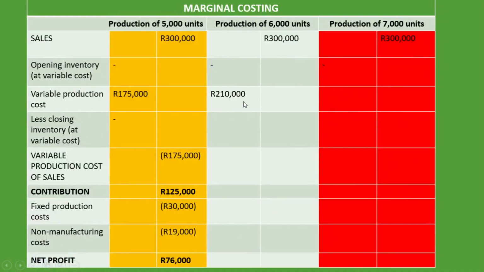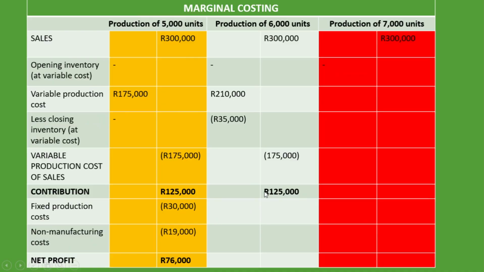And what is our closing inventory? Remember, we produced 6,000 units and we sold 5,000 units, so the remaining inventory in stock, the closing inventory, is 1,000 units. So we take 1,000 units times 35 rand per unit, which is the variable production cost per unit, and we get 35,000 rand. So we deduct the closing inventory of 35,000 rand from the variable production cost of 210,000 rand, which gives us a total of 175,000 rand. Then we take the sales minus the variable production cost of sales, which gives us a contribution of 125,000 rand. And you can see the contribution stays the same with marginal costing.